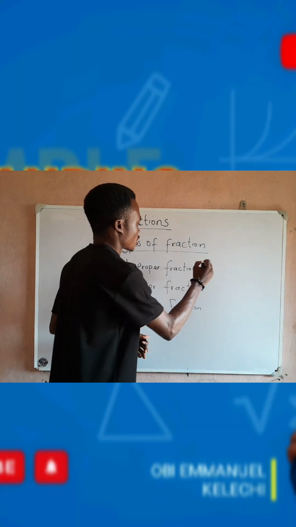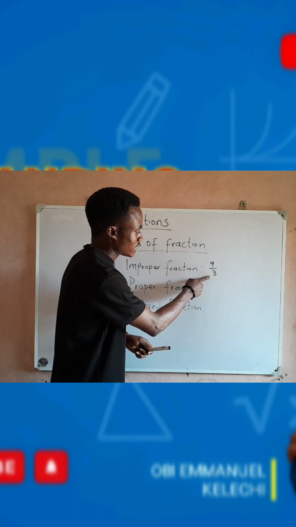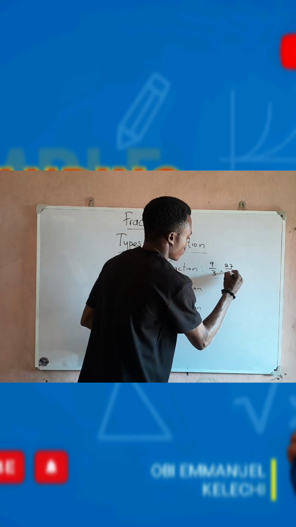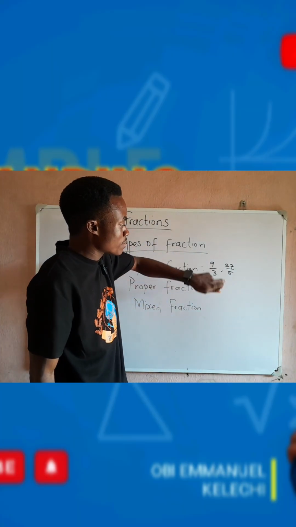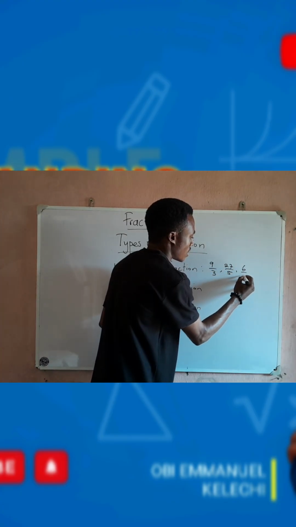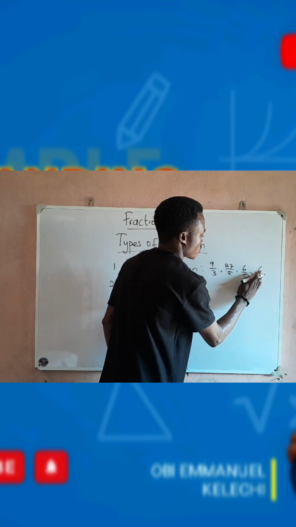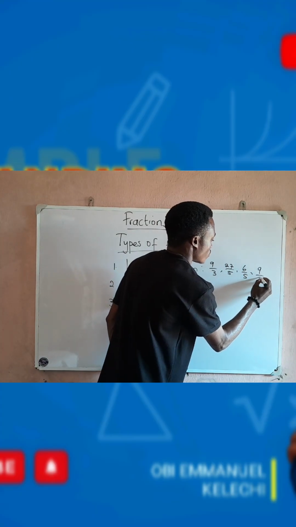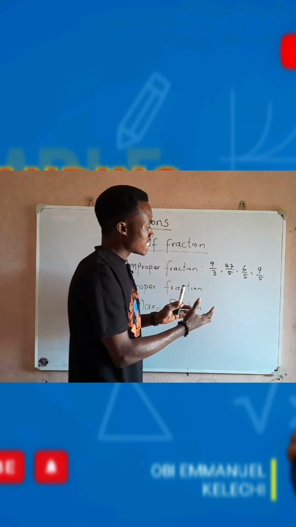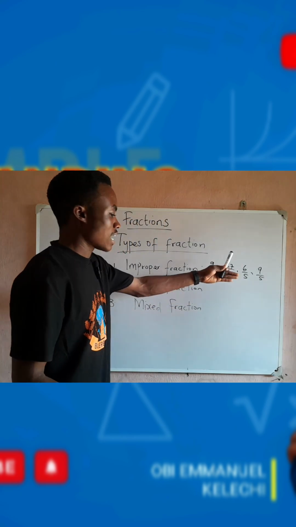One of the examples of improper fraction, we have 9/3. So as you can see now, the numerator is bigger than the denominator. Let me give another example. We have 27/5. You can see that the numerator is bigger than the denominator. We also have 6/5. We also have 9/5. You could see that for the improper fraction, the numerator is bigger than the denominator. So you could think of more examples and also write them.